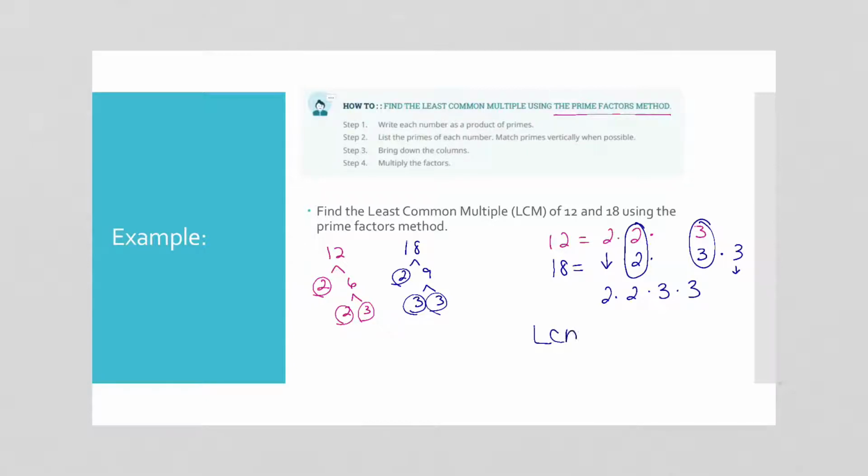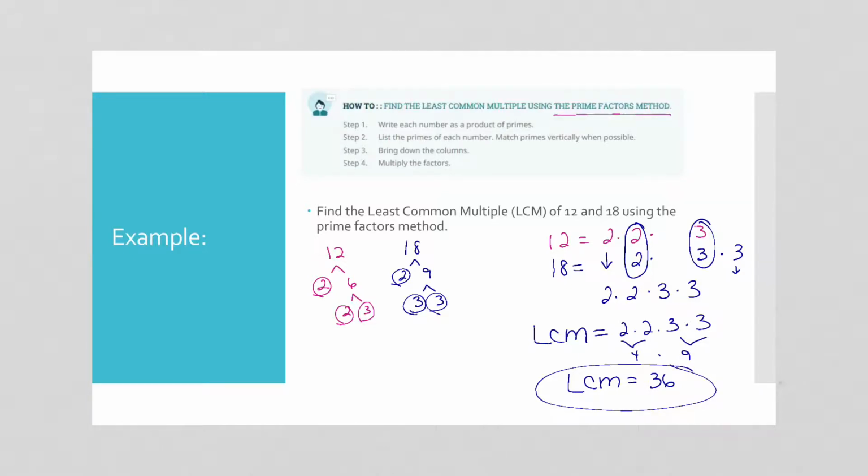So the LCM is 2 times 2 times 3 times 3. 2 times 2 is 4. 3 times 3 is 9. 4 times 9 is 36. So your LCM is 36.